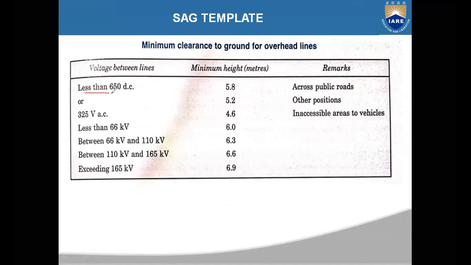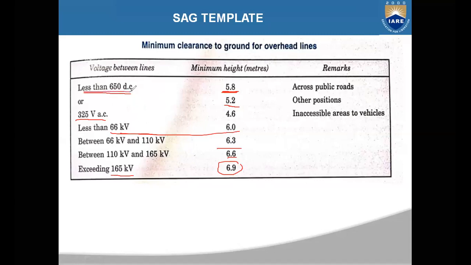Suppose if your voltage is less than 650 volts, then the minimum height will be 5.8. Okay, minimum clearance will be 5.8. If your voltage is 320 volts AC, then it is 5.2. If your voltage is 66 kV, this will be 6.0, and between 66 kV to 110 kV, it is 6.3. 110 kV to 165 kV, it is 6.6. If you are exceeding 165 kilovolts, then 6.7 meters will be the minimum clearance.